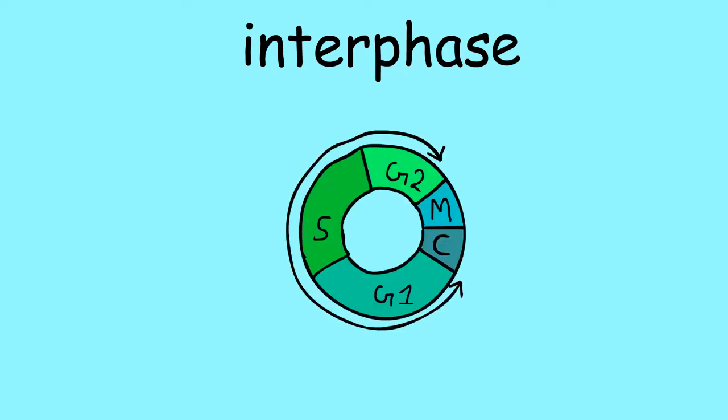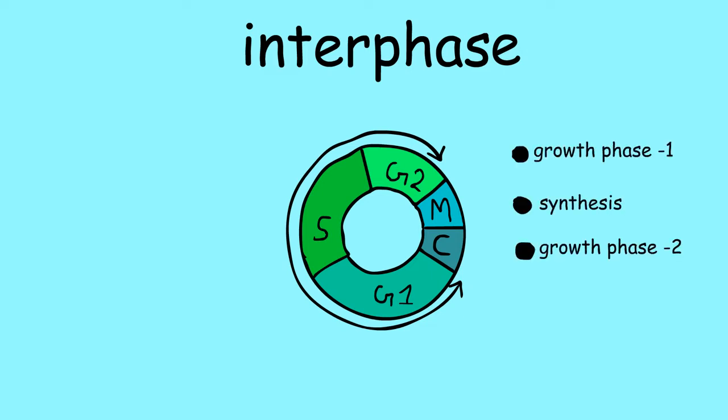The interphase has three main stages, and those are growth phase 1, synthesis, and growth phase 2. In short, we can refer to these as G1, S, and G2.